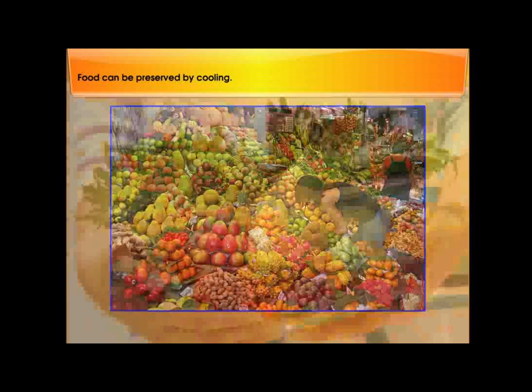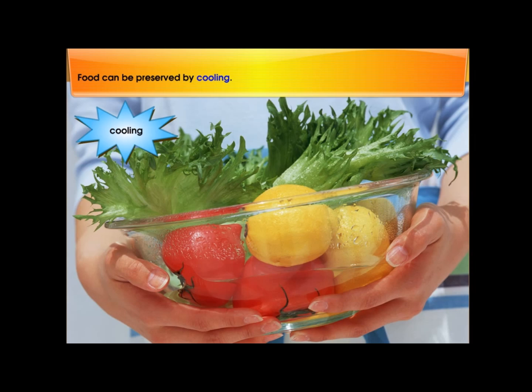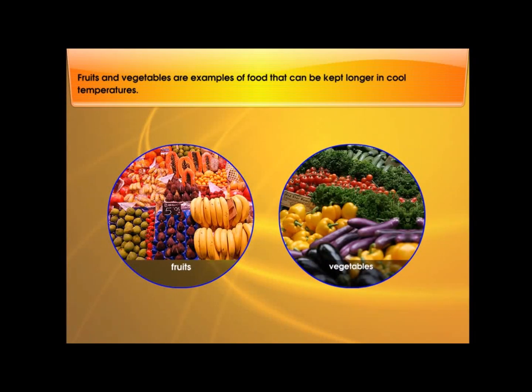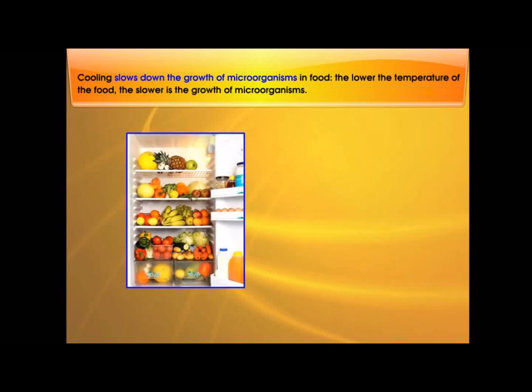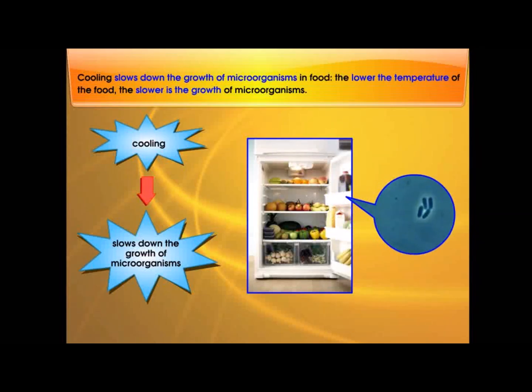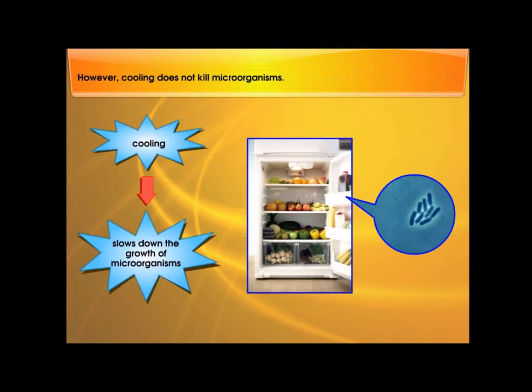Food can be preserved by cooling. Fruits and vegetables are examples of food that can be kept longer in cool temperatures. Cooling slows down the growth of microorganisms in food. The lower the temperature of the food, the slower is the growth of microorganisms. However, cooling does not kill microorganisms.